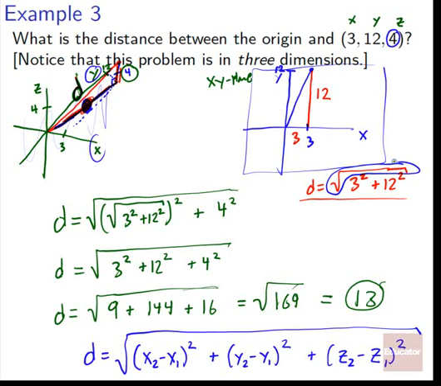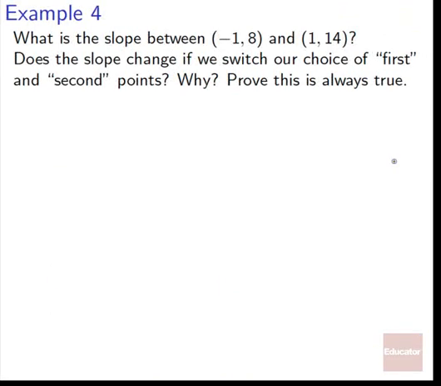It's just a really cool thing that if you're like, oh, hey, there's something interesting going on here, you're right. This is the interesting thing that's going on. We can actually generalize this to three dimensions. And if we wanted, we could even keep going to 4, 5, 6, any number of dimensions we want. And you might have some idea of what's going to happen as we go on to four dimensions. See if you can figure out what goes on in four dimensions. It's kind of cool. All right, example 4, what's the slope between -1, 8 and 1, 14?